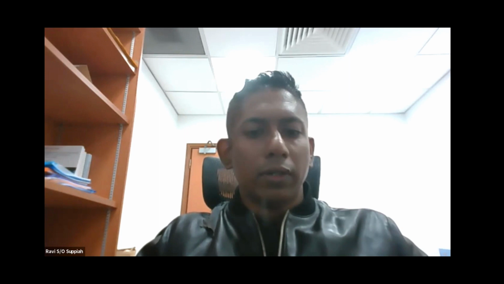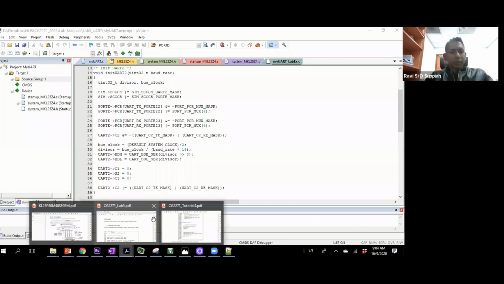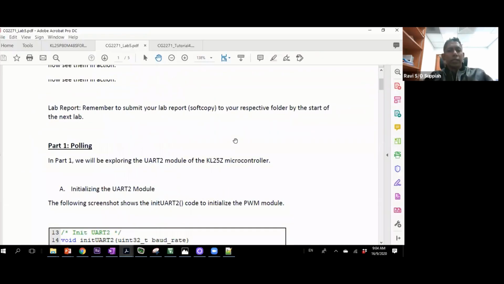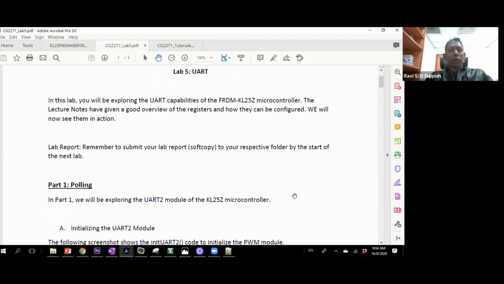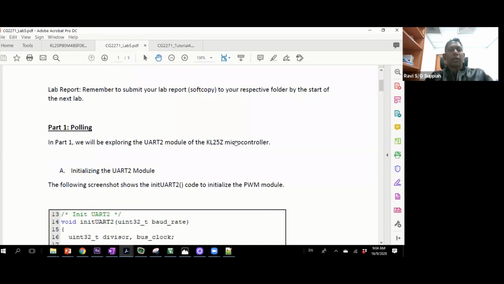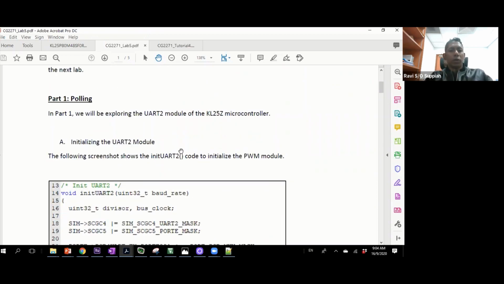All right, so let me share the lab manual with you. Okay, so this is the lab manual for this week. Okay, on UART. All right, if you see the objectives, basically you are going to explore the UART capabilities. All right, and we're going to be using the UART2 module.